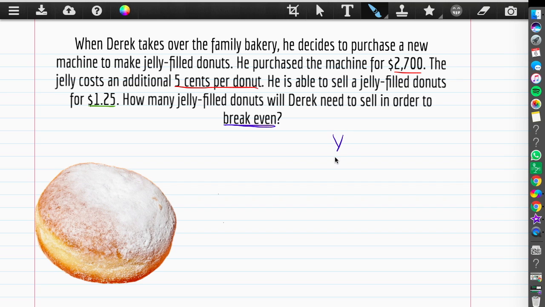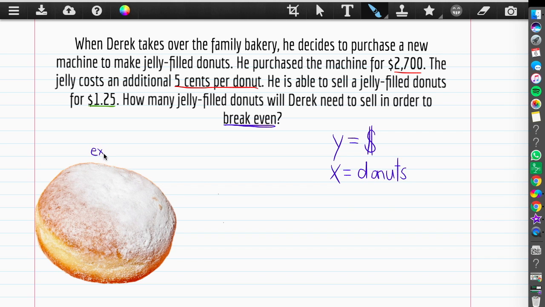So just like all of our other word problems, we're going to start off by defining our variables. In this problem though, it's a little bit different because the things that are changing are the amount of money and also the number of donuts that have been sold. So we'll use Y to represent the money, and then we'll use X to represent the number of donuts.